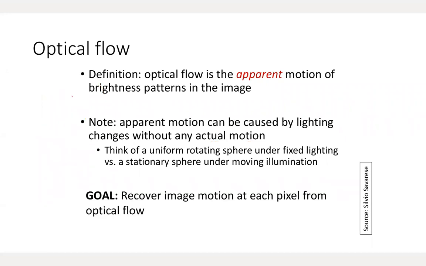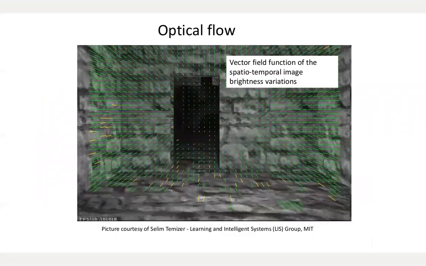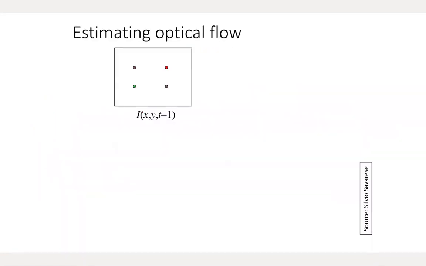Here we will assume that we are trying to find the motion for each of the pixels, so it will be the dense version we're going to talk about. This is just an illustration.